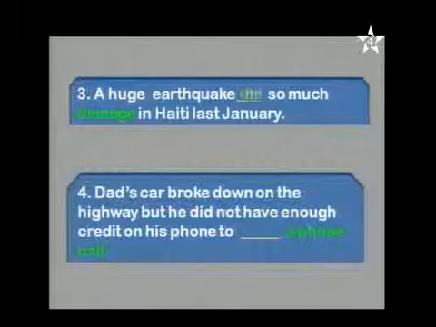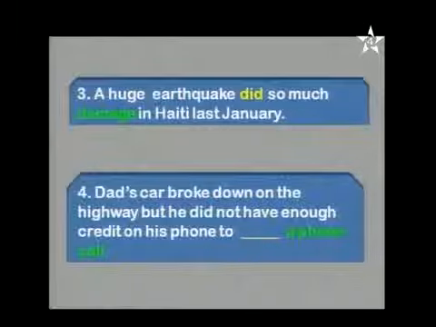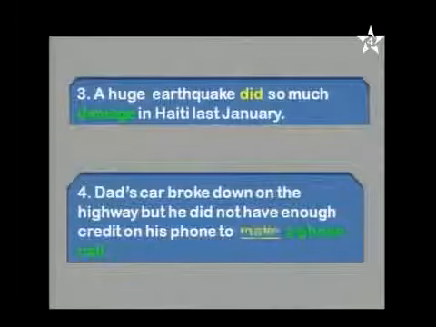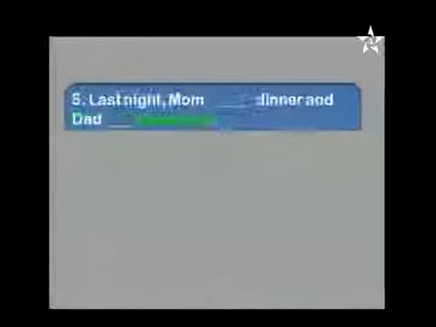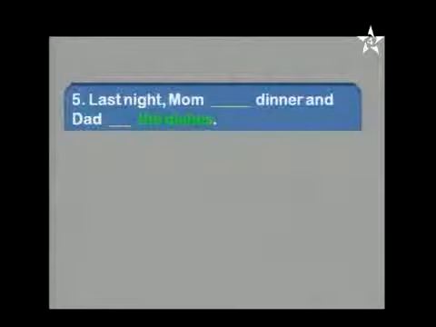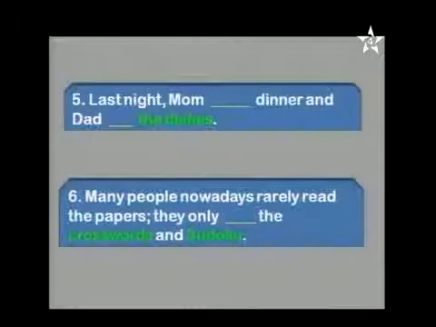Number 3, so what is it? Good, did. So to do damage. A huge earthquake did so much damage in Haiti last January. And number 4, Dad's car broke down on the highway, but he did not have enough credit on his phone to make a phone call. Good. Number 5, last night, Mom did or made dinner, and Dad did or made the dishes. Number 6, many people nowadays rarely read the papers. They only do or make the crossword and Sudoku.